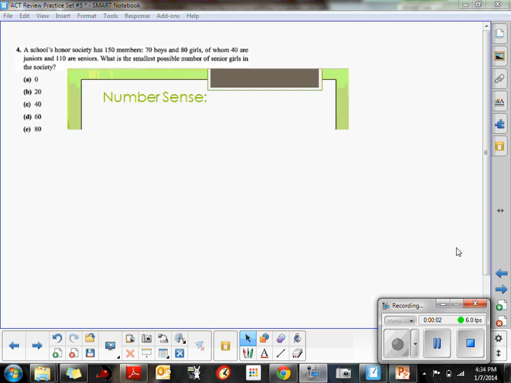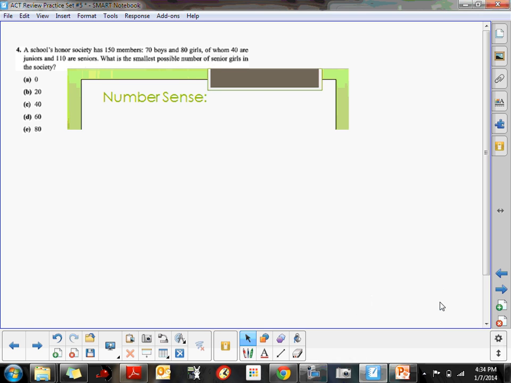Question number 4 is a number sense problem. At least that's the best that I can make out of it. It's trying to make sense of the numbers that they gave you and trying to maximize and minimize certain quantities. So here's how I'm going to try to explain it.